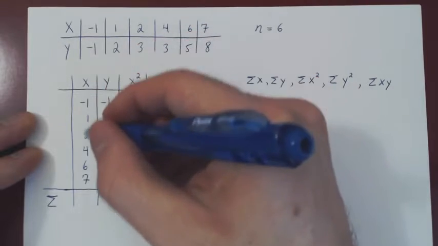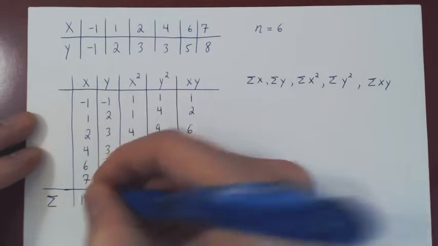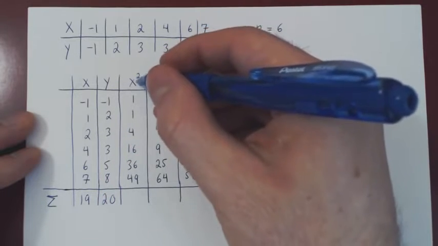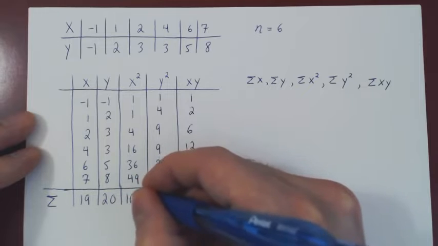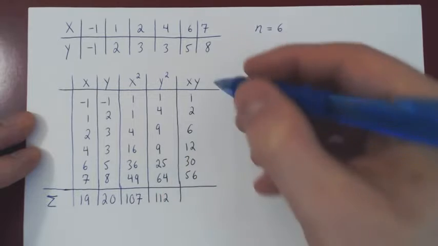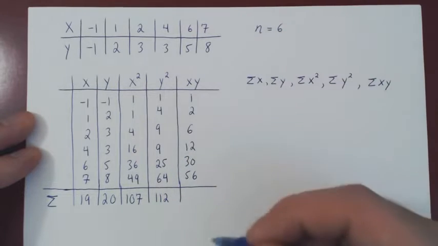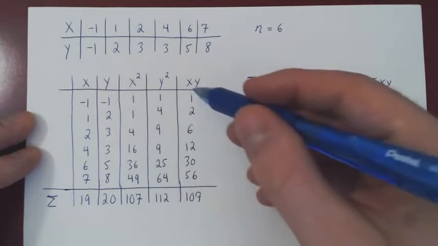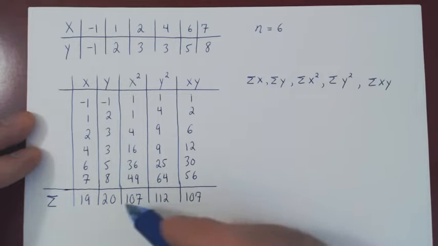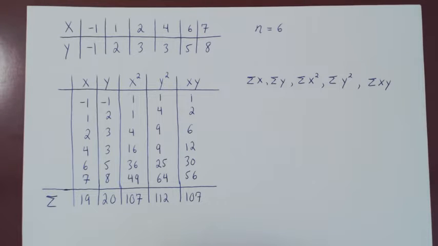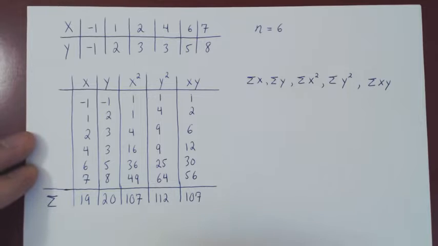So if you add all of the x's together, you will find a sum of 19. Add all the y's, you will find a sum of 20. Add all the x's squared, a sum of 107. Add all the y squared, a sum of 112. And if you sum the x's times the y's, you'll have 107. And here the fact that the sum of the x's squared and the xy terms are the same is purely coincidental. Okay, now that we have this table, how do we use it to find our line of least squares and our coefficient of correlation?